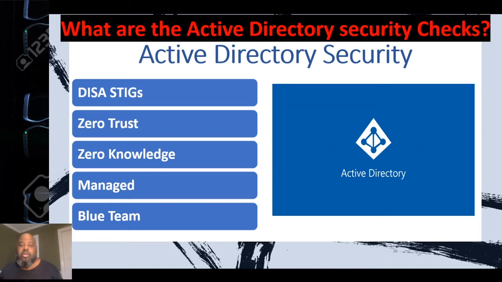Let's get it. What are the Active Directory security checks? So we're gonna go over a few STIG checks. I have a lot of them actually in the description.